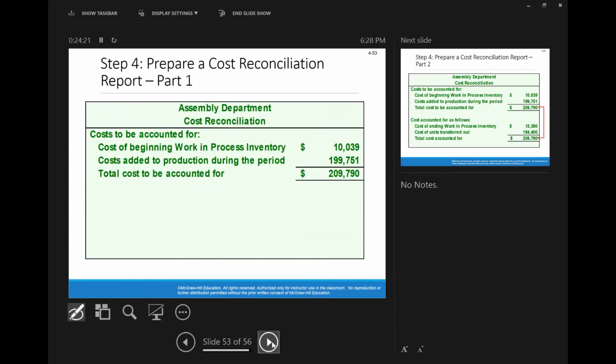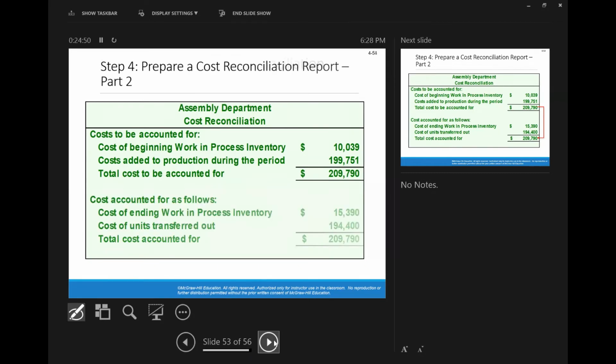All right, so we're looking at our assembly department. So we had cost in the beginning. That was the material plus the conversion costs. So we had a total of 10,000 in the beginning inventory. We've added from production 199,000. So now we know the total cost that needs to be accounted for. So the way that we just broke this out from the equivalent units and the cost that moves out of the department, we should come up with that. We should be able to reconcile back to it.